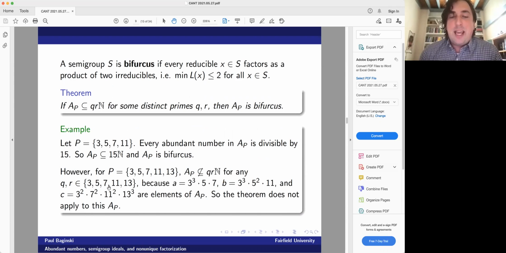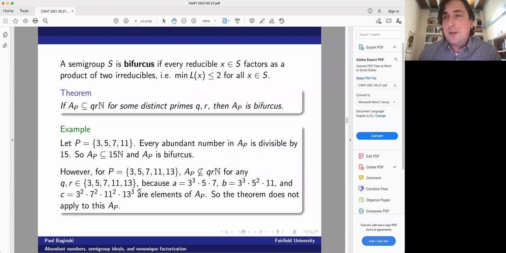These numbers A, B, and C are all abundant, but they don't share the same 2 primes in their prime factorization. They all have a 3 in the prime factorization, but if you look for another prime, there's not another one, because A doesn't have 11 or 13, B has no 7s, and C has no 5s. Okay, so this theorem does not apply. This theorem tells us nothing about this AP. And actually this AP, I believe, is not Bifurcus.